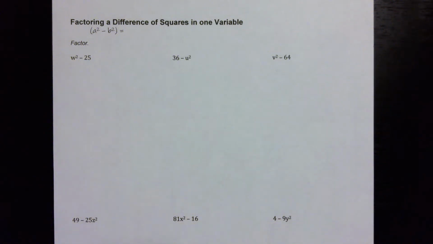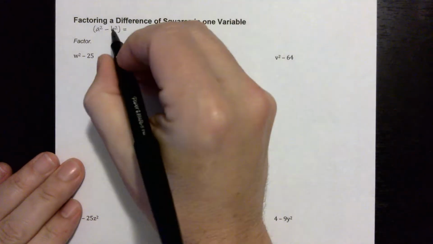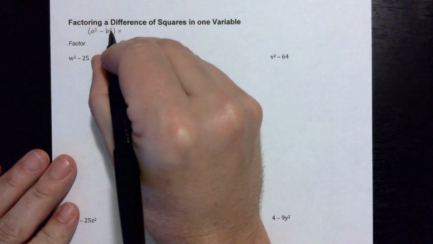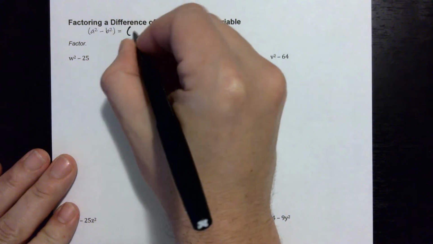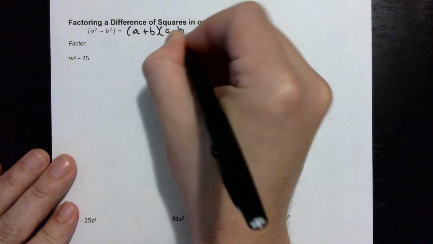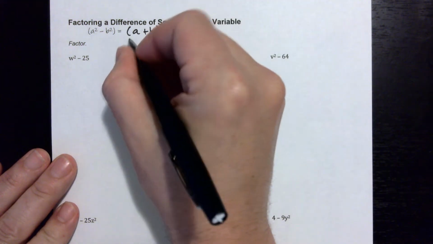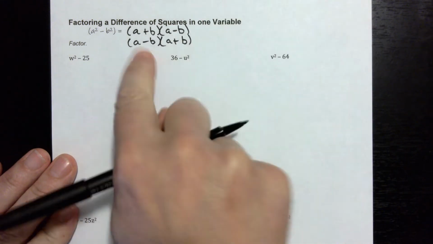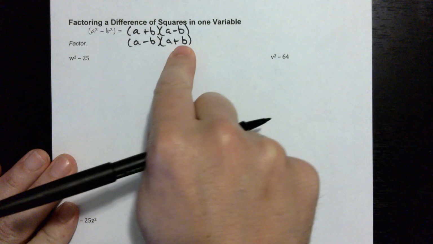In this video, we're going to be looking at factoring a difference of squares with one variable. Okay, so the difference of squares formula says that when you have anything that's being squared minus any other thing that's being squared, you can factor it into (a plus b)(a minus b). And that's the same thing as (a minus b)(a plus b). It doesn't matter which parentheses you put the plus or minus sign, but you need them both, right?